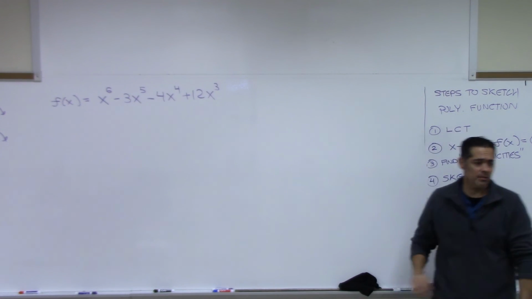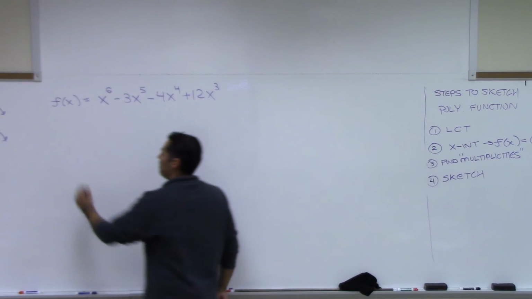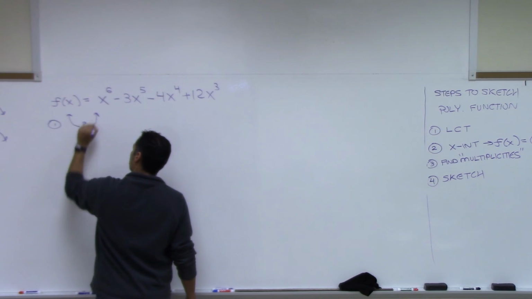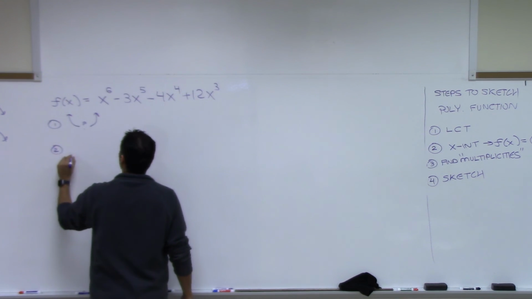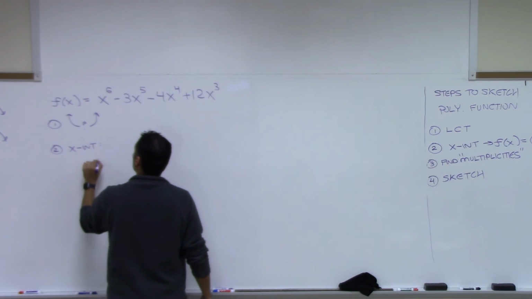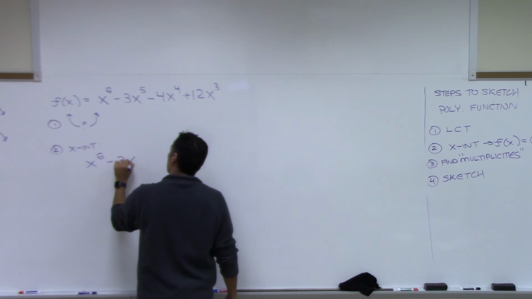The end behavior? Up, up. Right? Up, up. X-intercepts, set it to 0. This is the part that's going to suck.